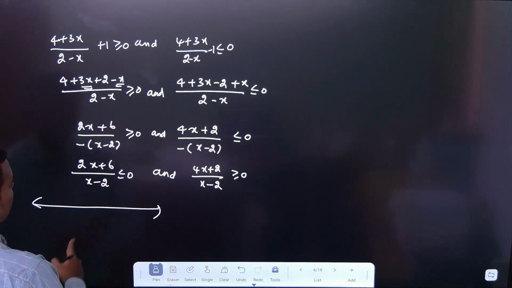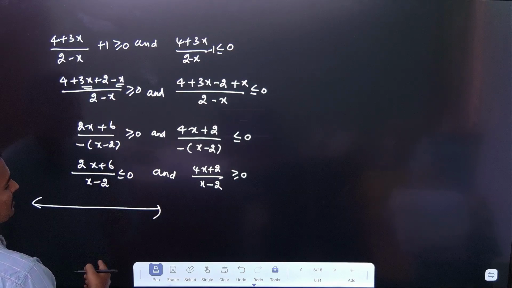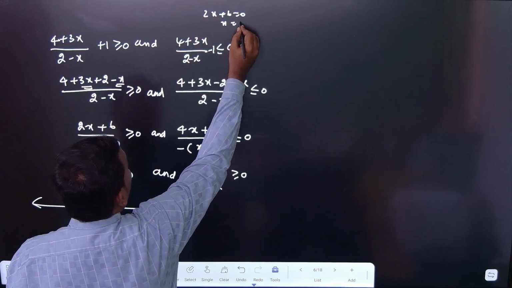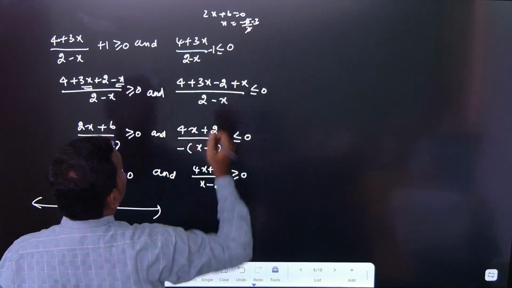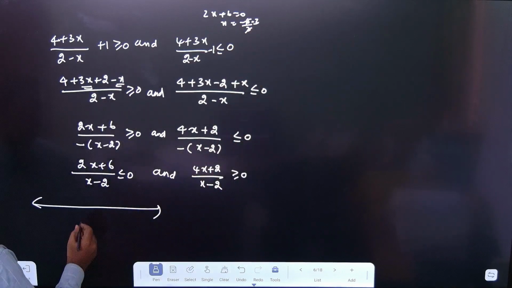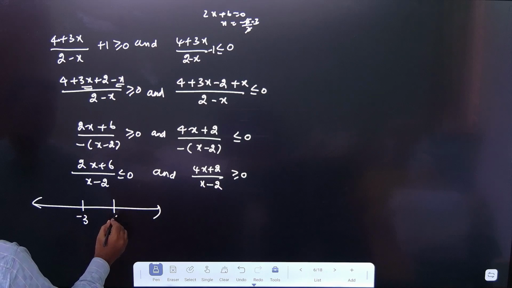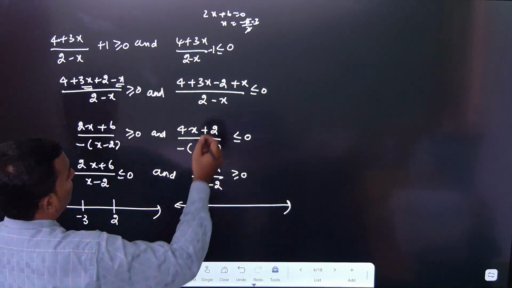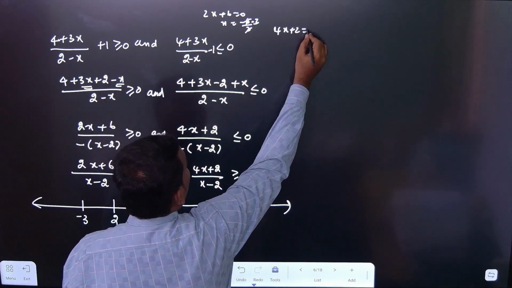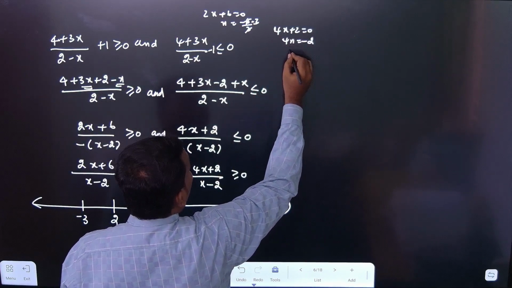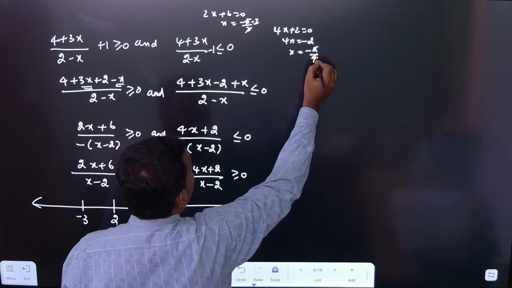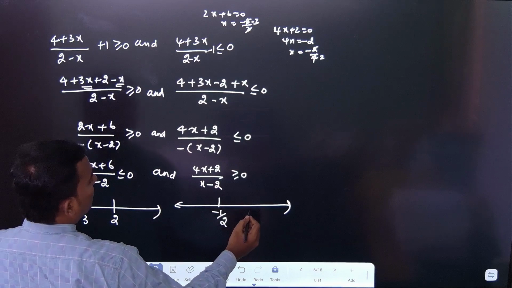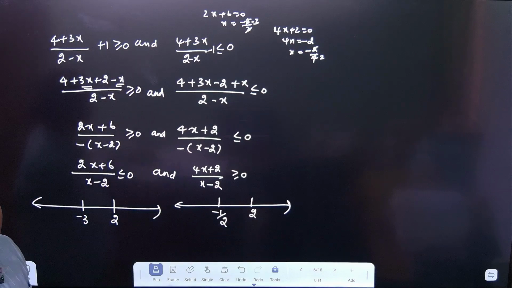What are the critical points? 2x plus 6 equal to 0 means x is equal to minus 6 by 2, that is minus 3. Right? So minus 3 and 2 here. And then here, the critical point is 4x plus 2 equal to 0. 4x equal to minus 2 and x equal to minus 2 by 4, that is minus 1 by 2. So minus 1 by 2, and here is plus 2, right? These are the critical points, right?